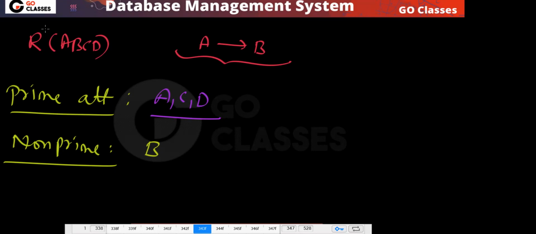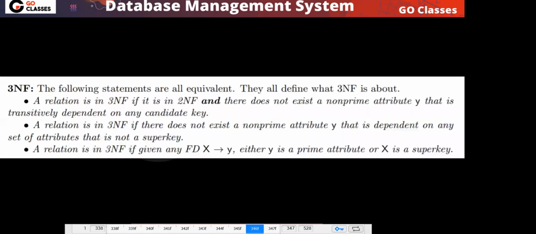No, but Mavit, you are saying that if it is not present on LHS, but C, D are also not present. C comma D are also not present on LHS, but they are prime. So don't make such conclusions. Okay, let's move on.